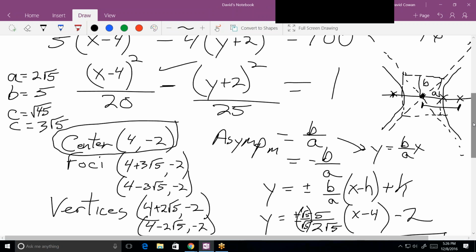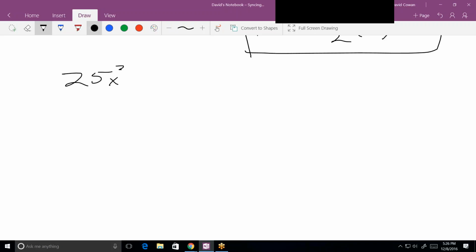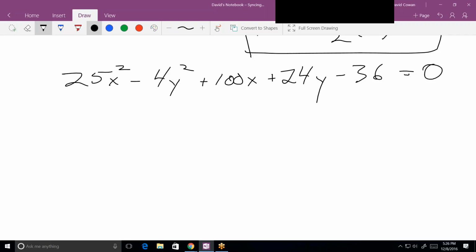All right, what else? One of similar nature. It's 25x squared minus 4y squared plus 100x plus 24y minus 36 equals 0. This time I want you to tell me the next line, what I should write.